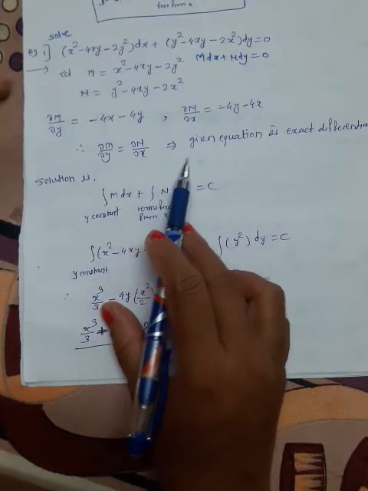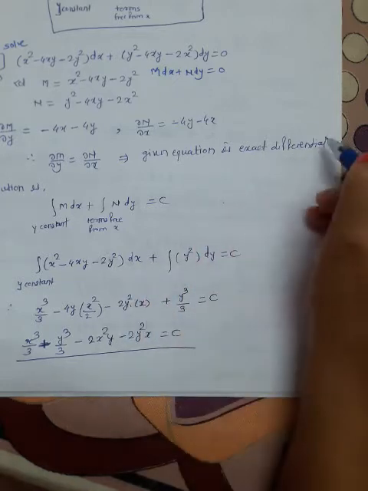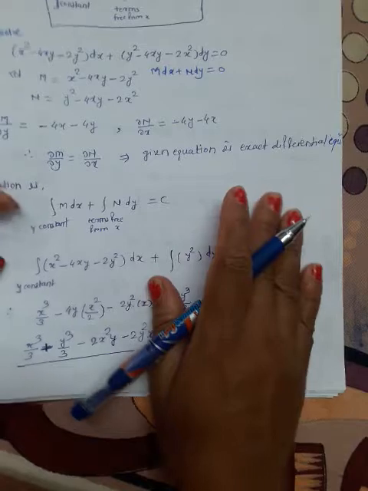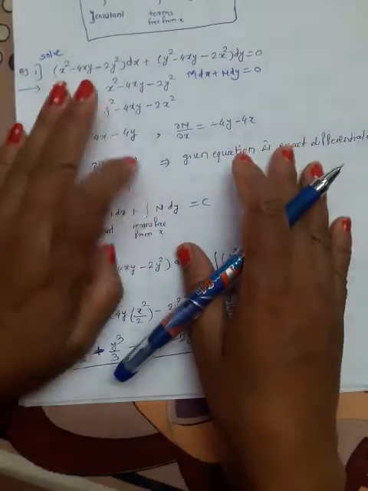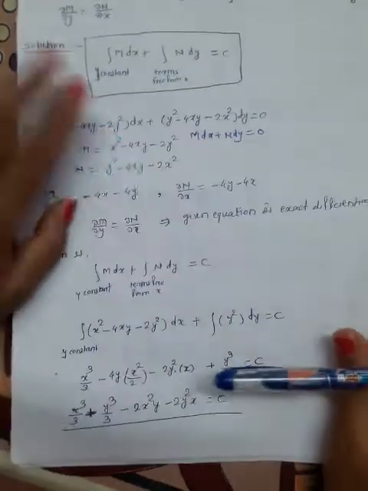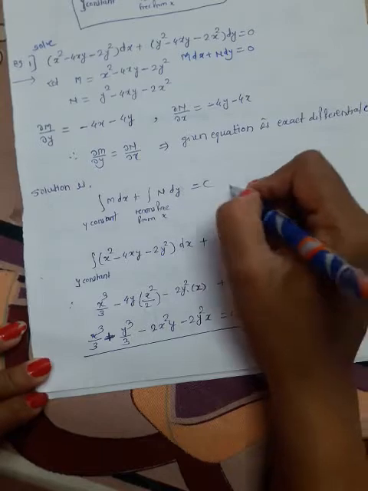Now what is the conclusion? You have to make this statement: the given equation is an exact differential equation. Once we have found that this example is an exact differential equation, we know the solution is given by this formula. Write down this formula as it is; everywhere you have to write it down.